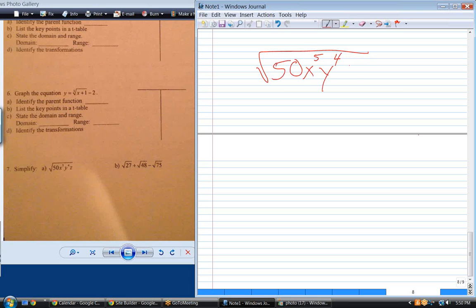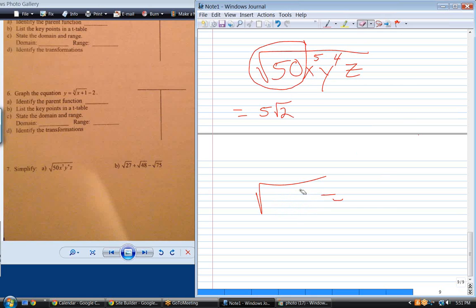Yeah, could we just do one of those? Sure. Just do A. Okay. Let's do it item by item. Let's take the number part first. What's the square root of 50 equal to? Square root of 25 and square root of 2, which is 5 root 2. So there's this part.